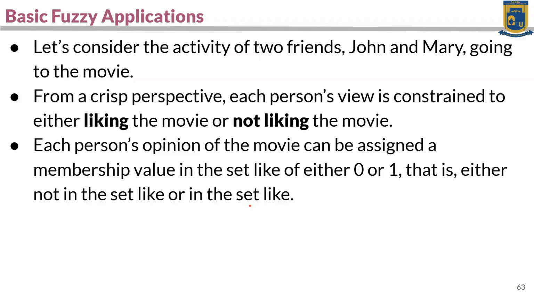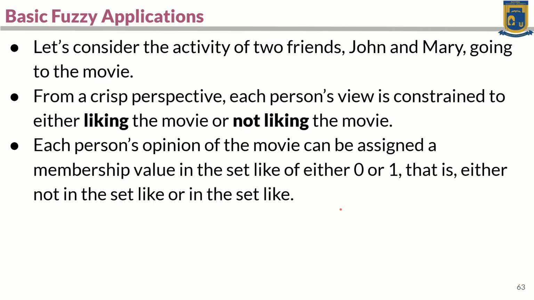All right, so let's assume we have two friends, let's say John and Mary. They are going to the movie. Now, when they go to the movie, they all have choices. Somebody will say, oh, I didn't like the movie. Another person will say, oh, I like the movie. That is their opinion. So we are going to take the liking and not liking as our set, two different subsets. Their preference is going to be the universe of discourse. Did they like the movie or did they not like it? Liking is a subset. Not liking is another subset from our universe of discourse.